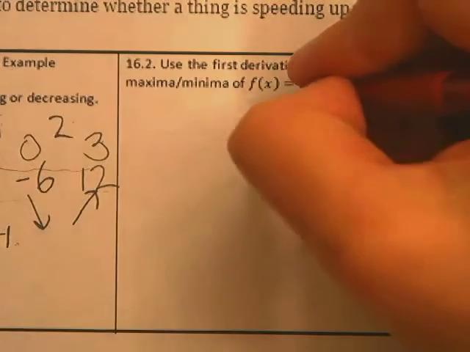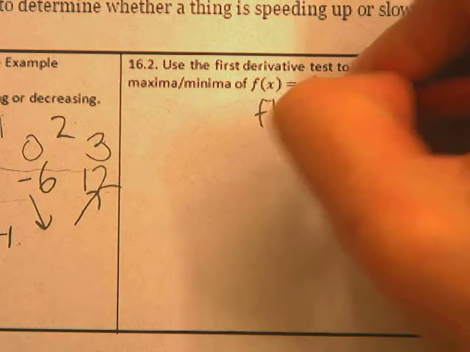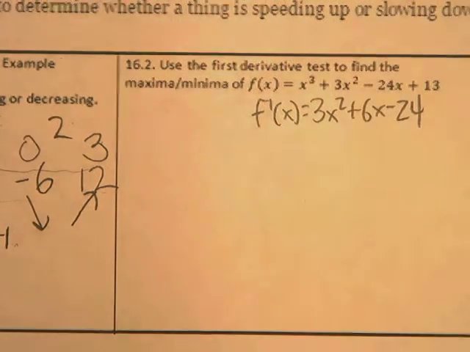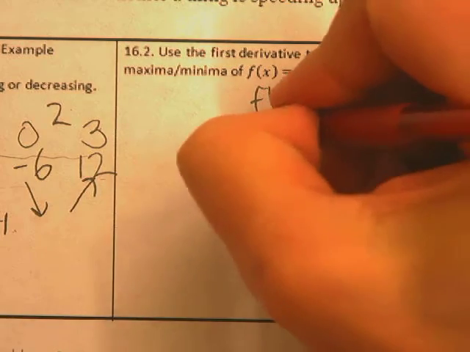So this is a different function. I have to figure out its derivative, 3x squared plus 6x minus 24. Again, I can factor out a 3. Funny trend.